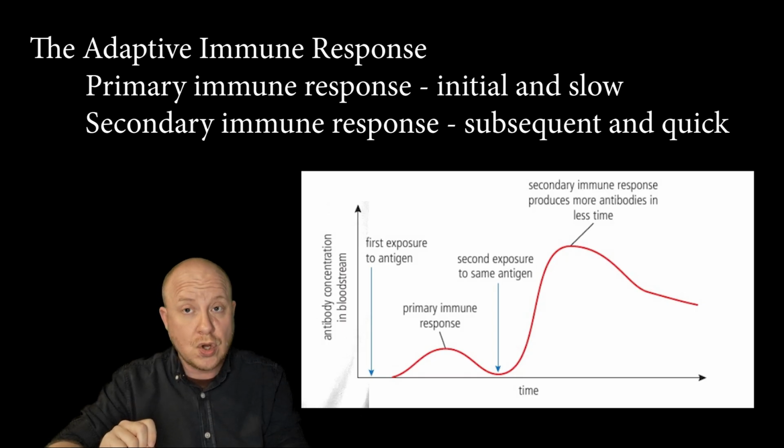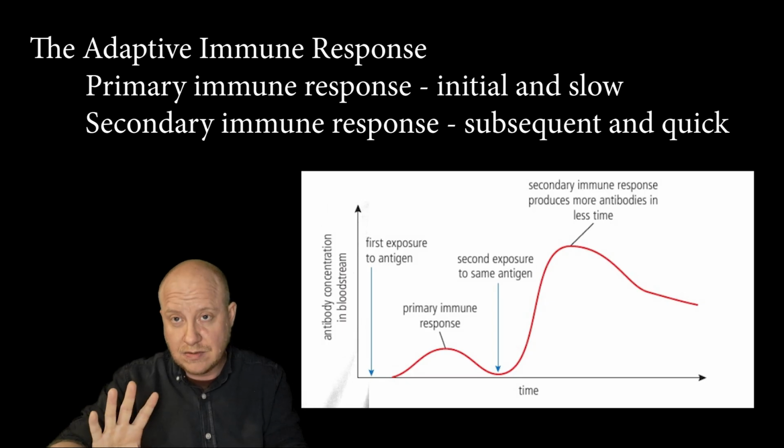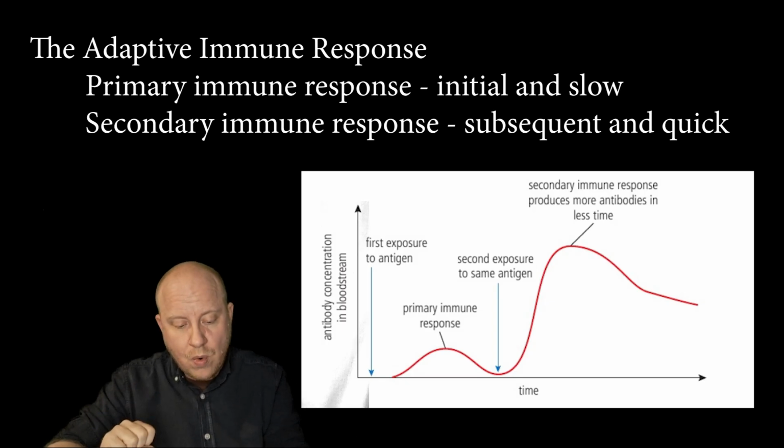It is usually so quick that symptoms of the disease do not present. It means you don't have any. Or they're quite minor. Sometimes we say mild. The secondary immune response not only occurs faster, it also produces many more antibodies than the first exposure.